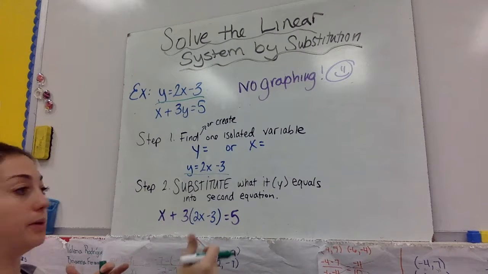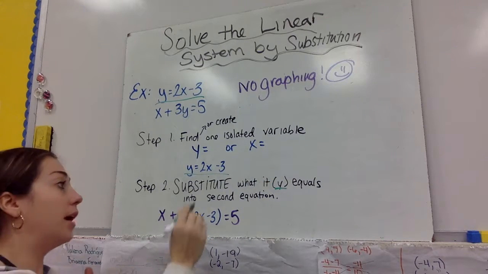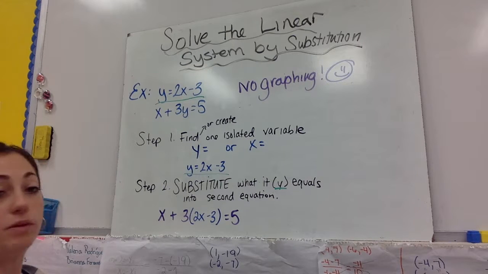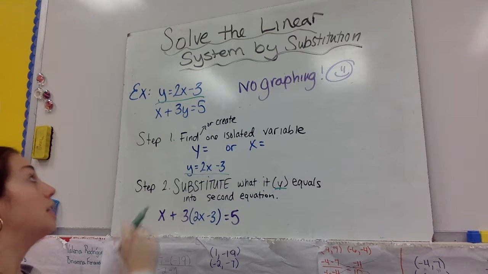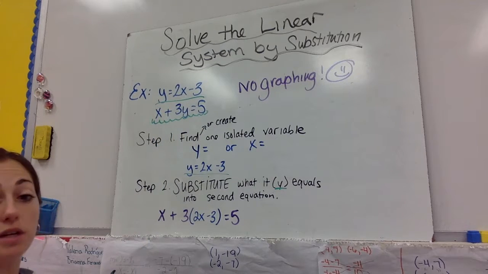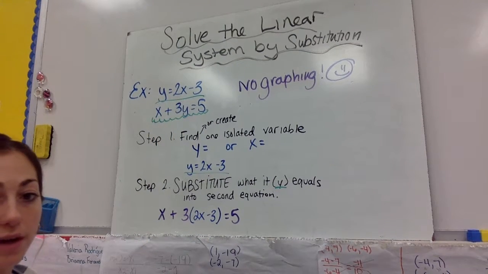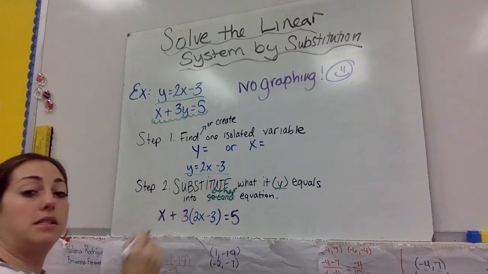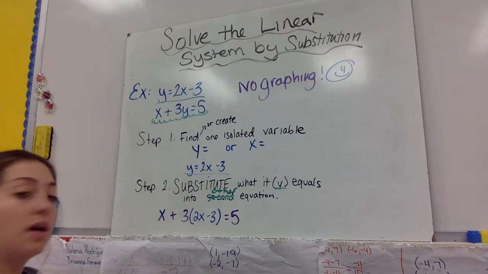Okay, so because we have an isolated variable, what we're going to do is substitute what it equals. So whatever that variable is, in this case it's a y, y equals 2x minus 3, and we're going to substitute that into the second equation. So if you look at your equation here, this is our second equation. The other equation, I really should write, not the second, whatever the other equation is, because sometimes it's the first.